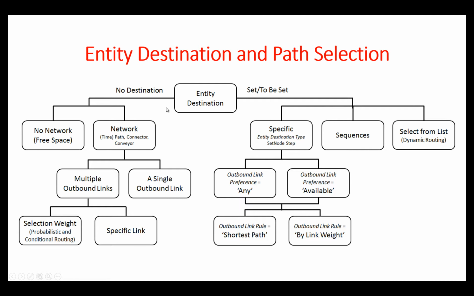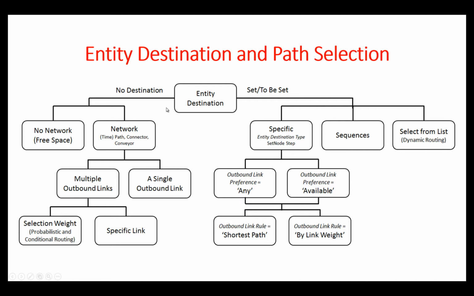And we also talked about selection weights very briefly in the first video of the module, while in the third video of the module, we looked at using selection weights for probabilistic and conditional routing, and also we learned how we can have compound probabilistic and conditional expressions for the selection weight property of our link objects.